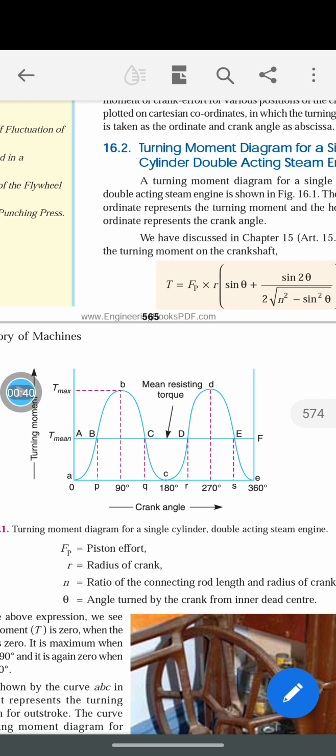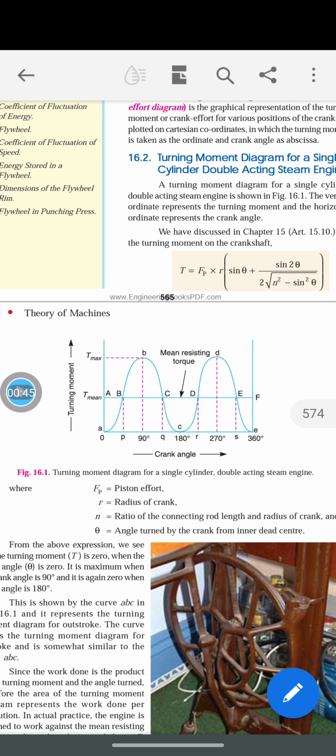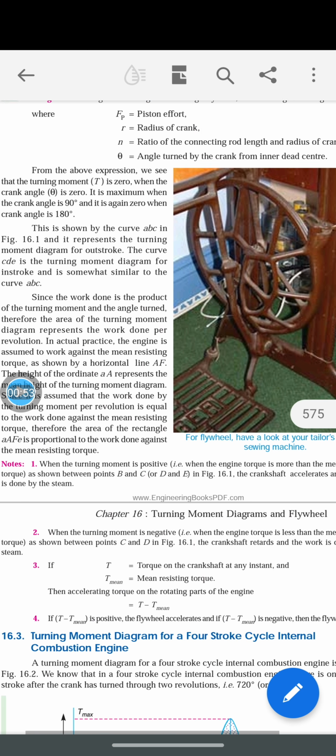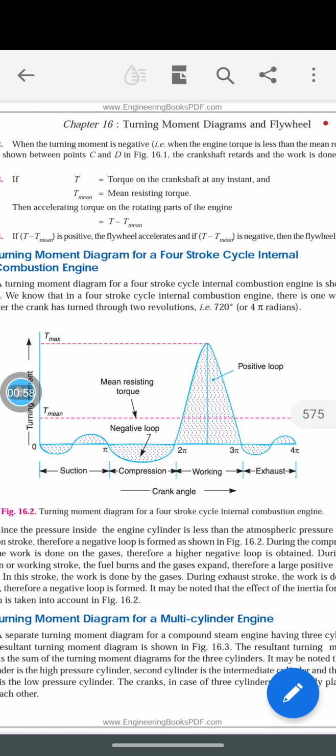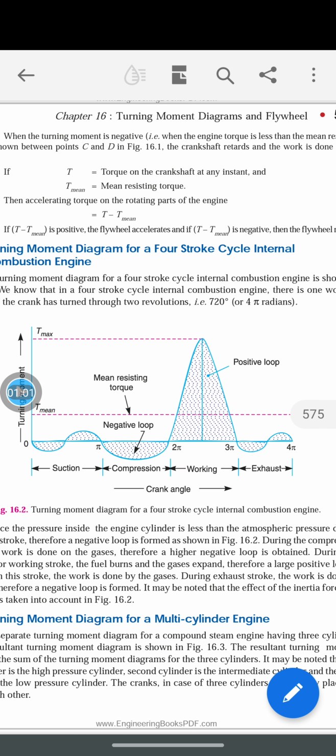This diagram varies depending upon the type of the engine. Here you can see the turning moment diagram of a single cylinder double acting steam engine. This is the turning moment diagram of a 4-stroke cycle internal combustion engine. As you all know, there are 4 processes: suction, compression, expansion and exhaust. Expansion is also called the working stroke. It is the positive loop, where the work is developed in that process.